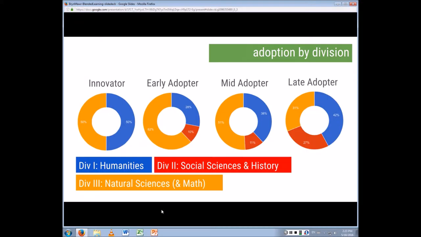We asked people to place themselves along the spectrum. We looked at trying to see if there's a relationship between division and adoption category. And again, you see that our humanities are very well represented there.